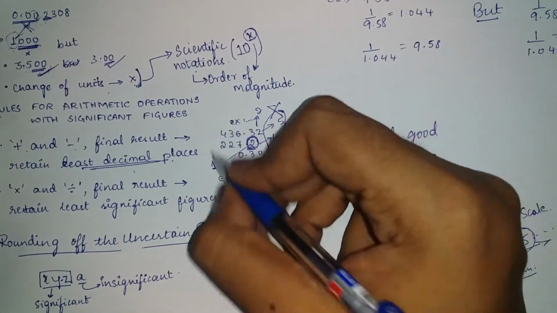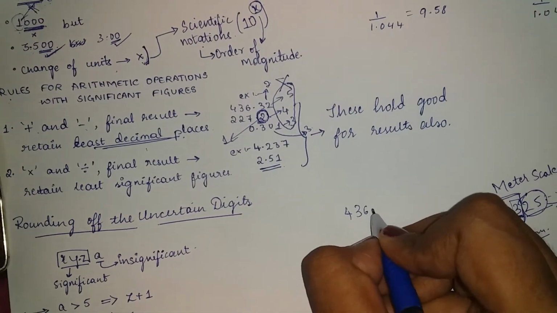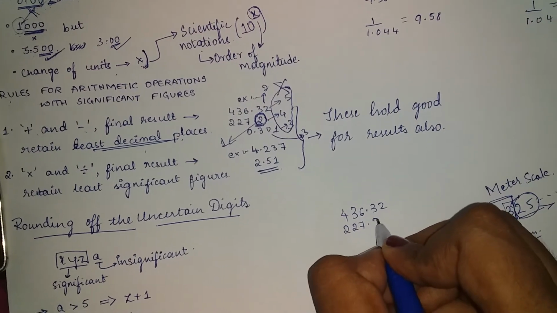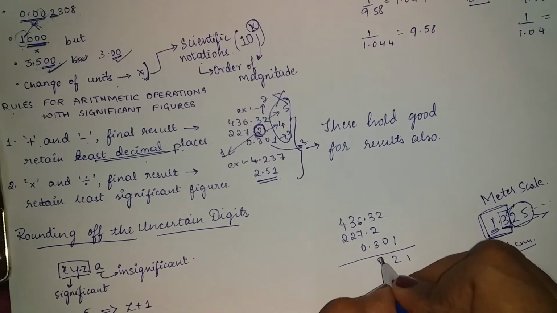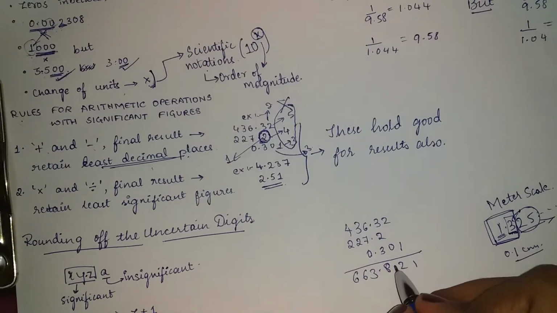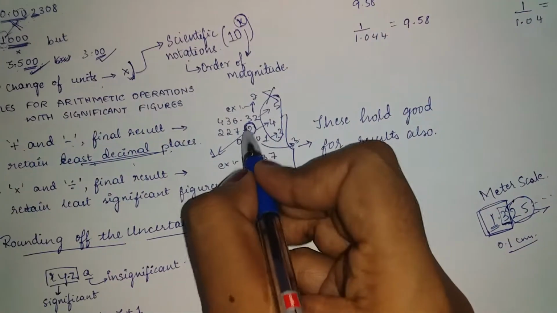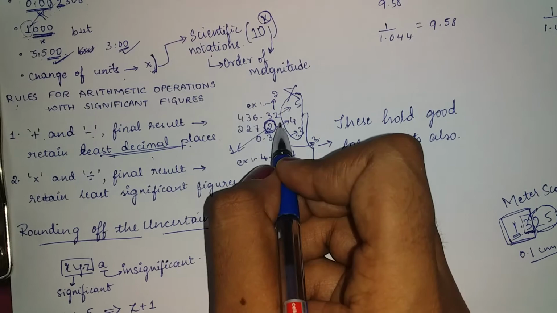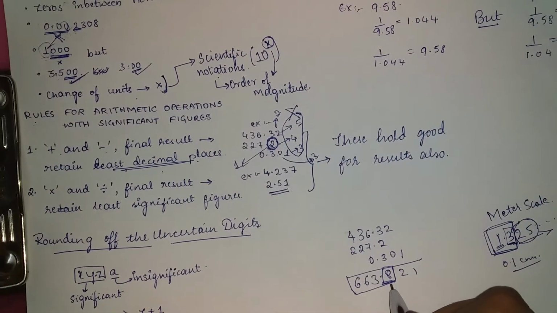Now if you add this, I know this is going to be rough here, so I'll write it here. 436.32, 227.2, 0.301. You will be getting an answer like this, but you are going to keep only one digit after the decimal place. It is the least decimal places among the numbers that you are adding or subtracting. So you are keeping the least decimal place, so only 8 you are keeping.